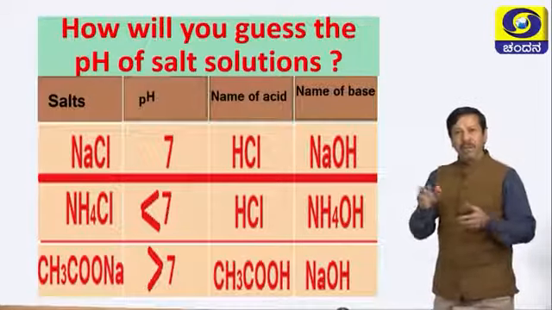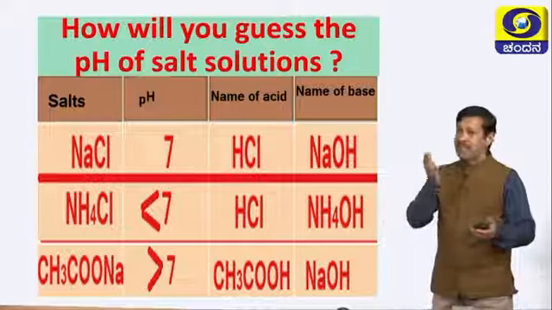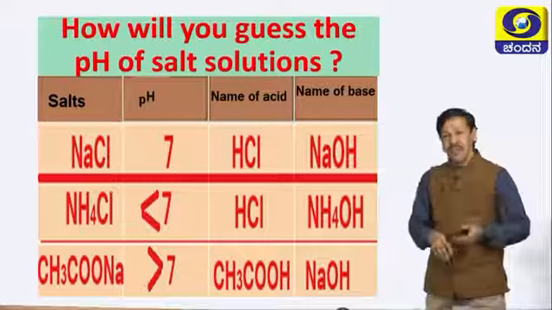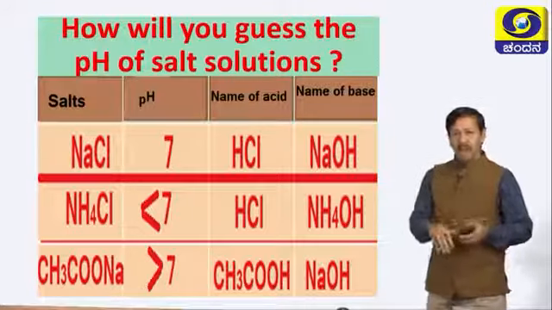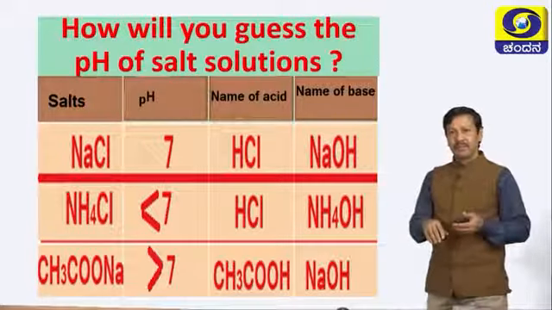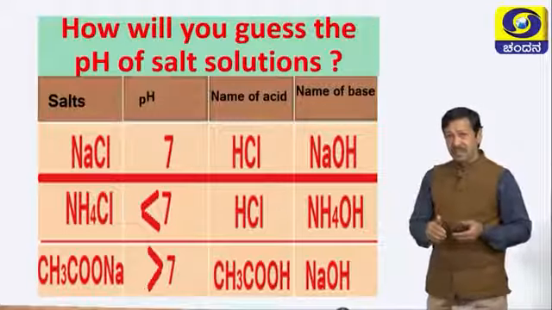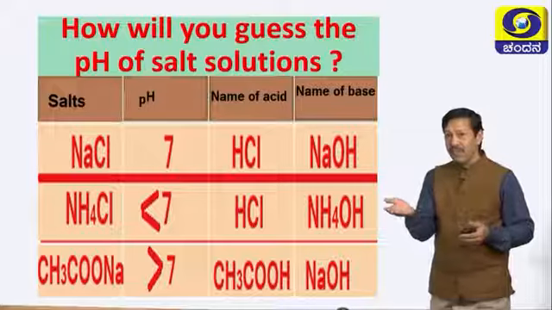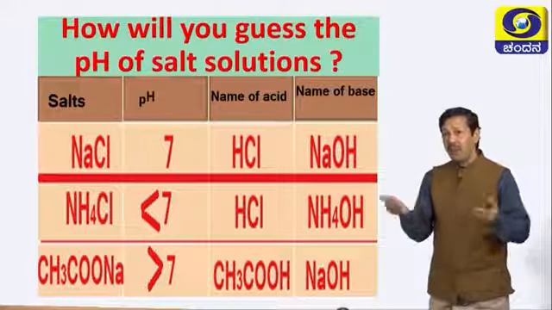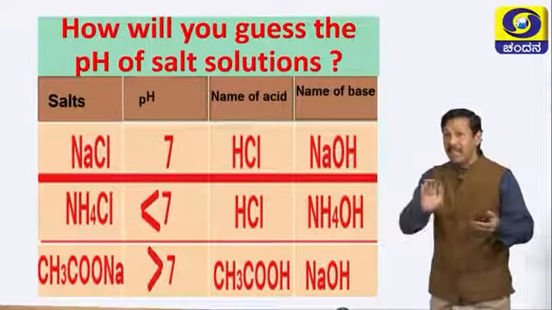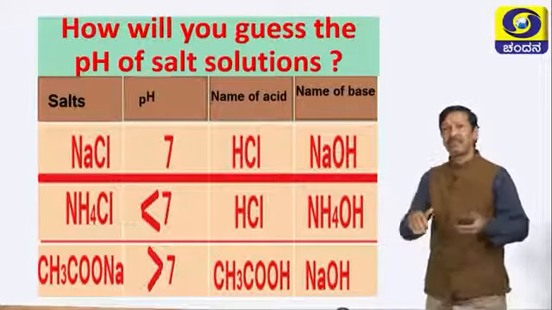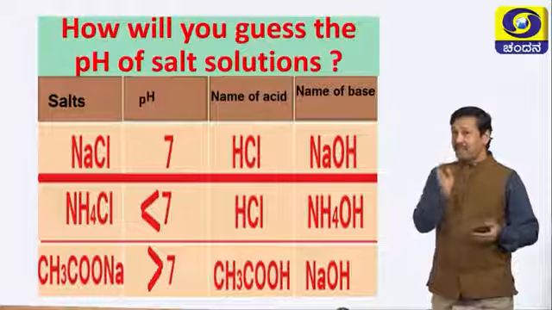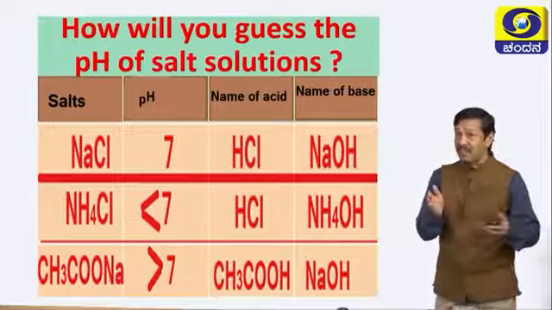Now, HCl and NaOH both are strong, hence pH is 7. That means it is a neutral salt solution. Next one, ammonium chloride. Let us see what the parents are. HCl is strong, ammonium hydroxide is a weak base. So, acid is strong, which means pH must be less than 7. See how to analyze this one. Dear children, try to analyze the question like this.